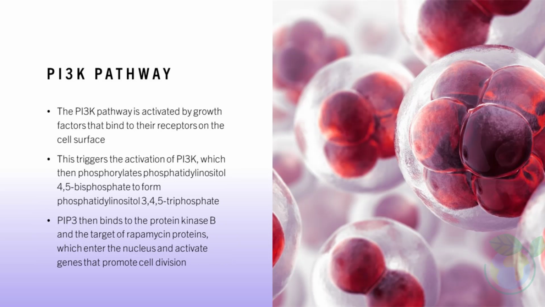PI3K pathway. The PI3K pathway is activated by growth factors that bind to their receptors on the cell surface. This triggers the activation of PI3K, which then phosphorylates phosphatidylinositol 4,5-bisphosphate, PIP2, to form phosphatidylinositol 3,4,5-triphosphate, PIP3. PIP3 then binds to the protein kinase B, AKT, and the target of rapamycin, TOR, proteins, which enter the nucleus and activate genes that promote cell division.